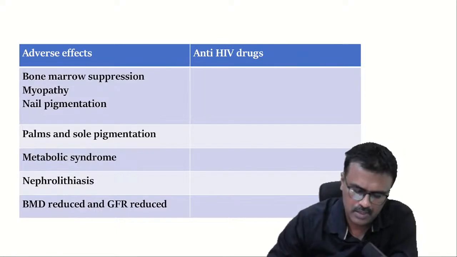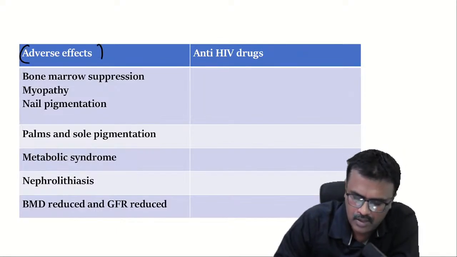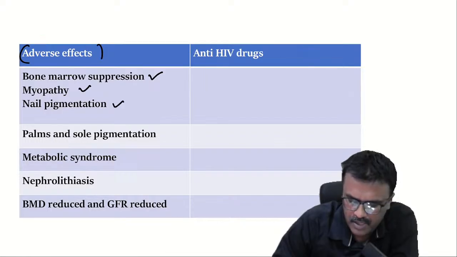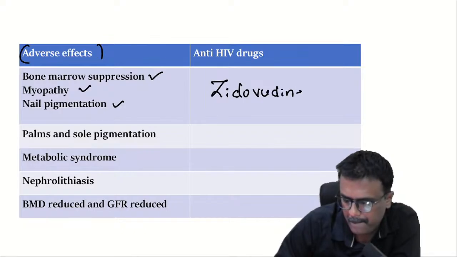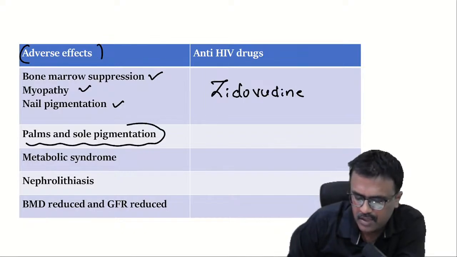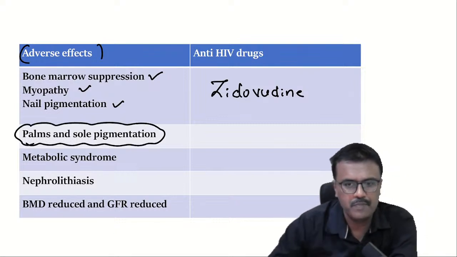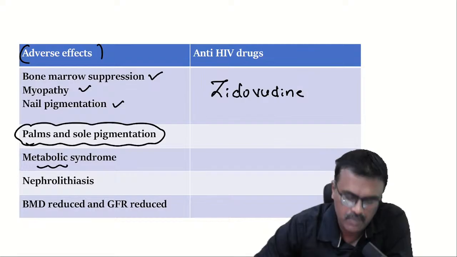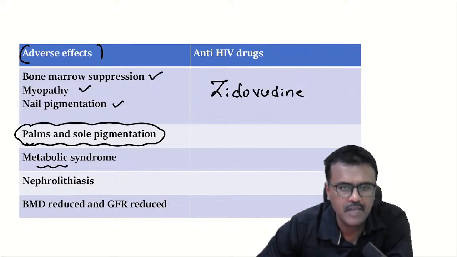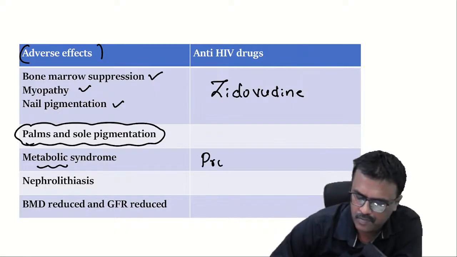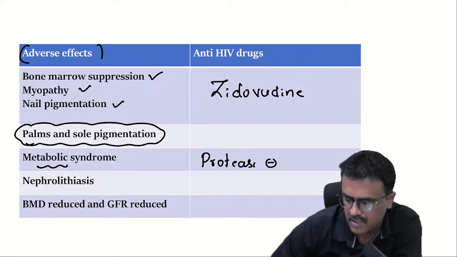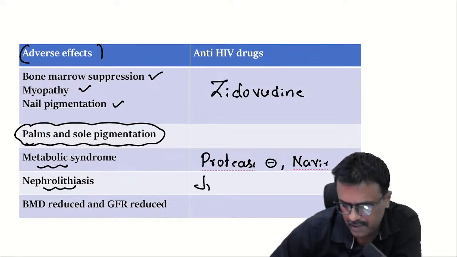Now moving on to the next adverse effect. Let us guess the drug. Bone marrow suppression, myopathy, nail pigmentation is mainly by which anti-HIV drug? Zidovudine. Now you have to tell me which anti-HIV drug causes palm and sole pigmentation. That is for you. Which will cause metabolic syndrome, that is weight gain, diabetes, low HDL, high triglyceride? That is by protease inhibitors. That means they end with navirs. Nephrolithiasis is done by indinavir.